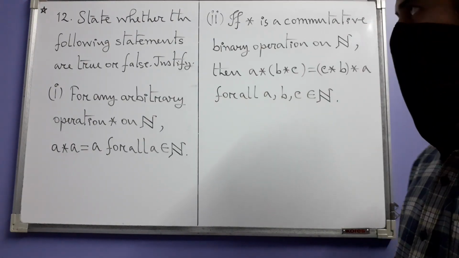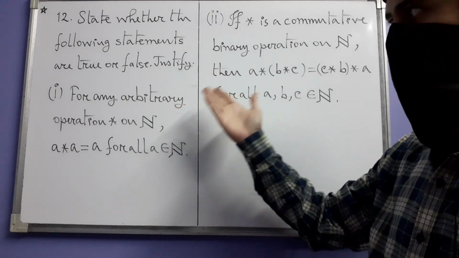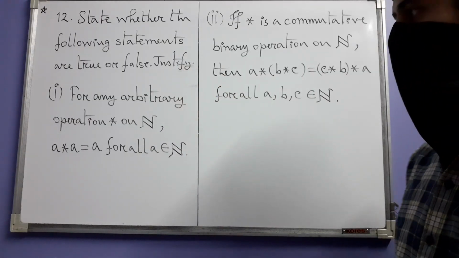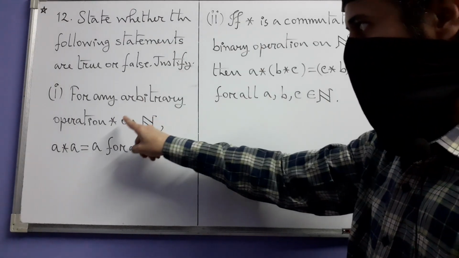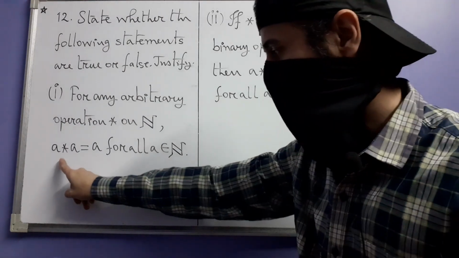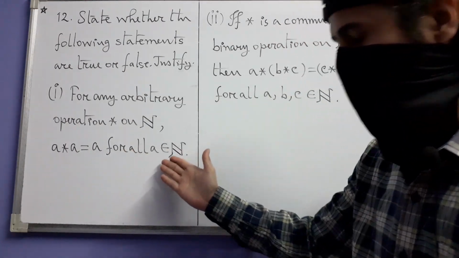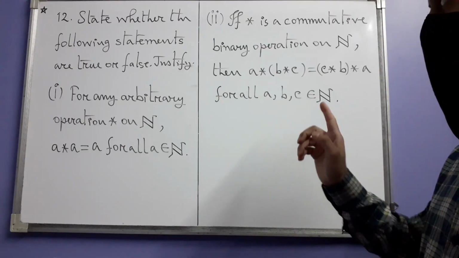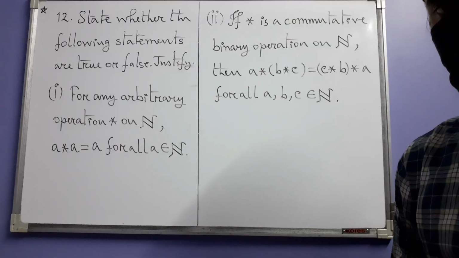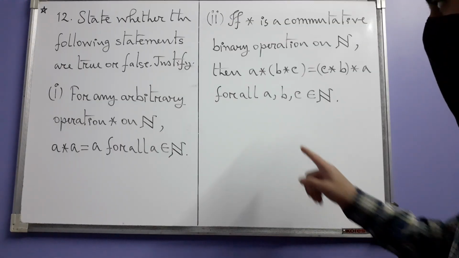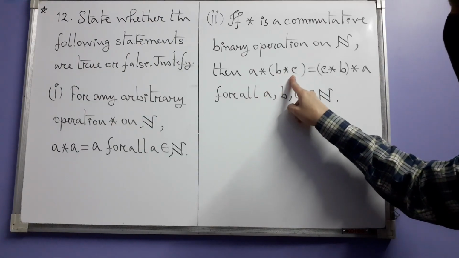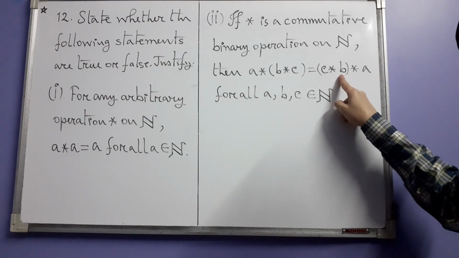Next, number 12, where we have to state whether each of the following two statements is true or false, and we need to justify also. The first one says that for any arbitrary binary operation star on N, A star A is equal to A for all natural numbers A. And the second statement is this: if star is a commutative binary operation on N, then for any natural numbers A, B and C, A star B star C is equal to C star B star A.